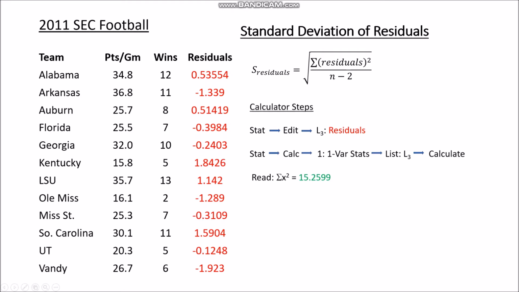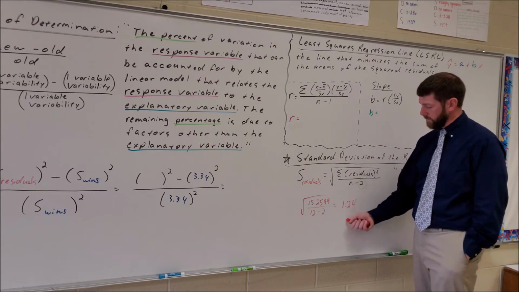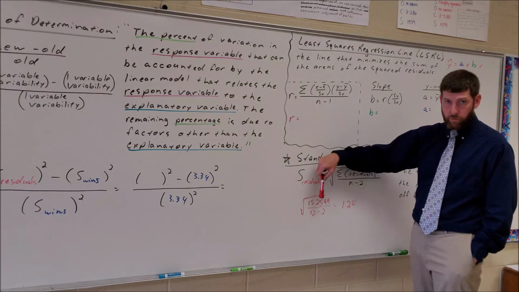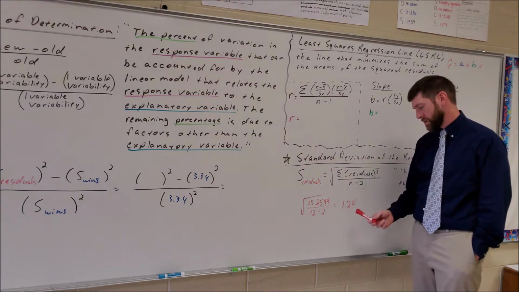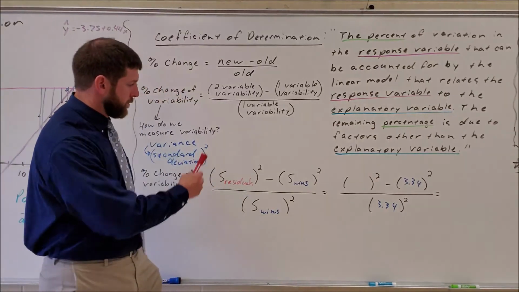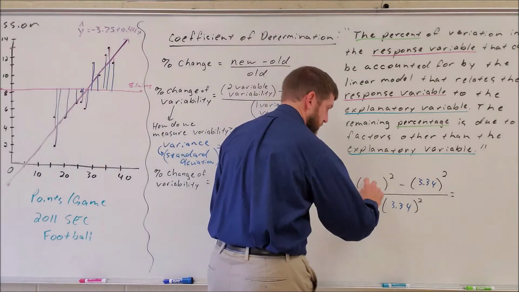So we already know n is 12 teams. The sum of squared residuals that we got from one var stats is 15.2599. Plug them into the formula, and then we get the answer 1.24. So 1.24 is the standard deviation of our residuals. All right, so as we calculated on the calculator, we get a standard deviation of 1.24, because we took the sum of squared residuals and then divided by n minus 2.